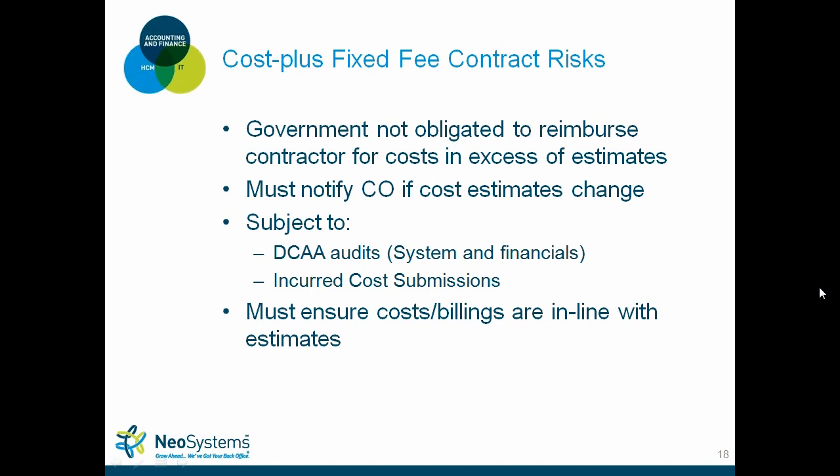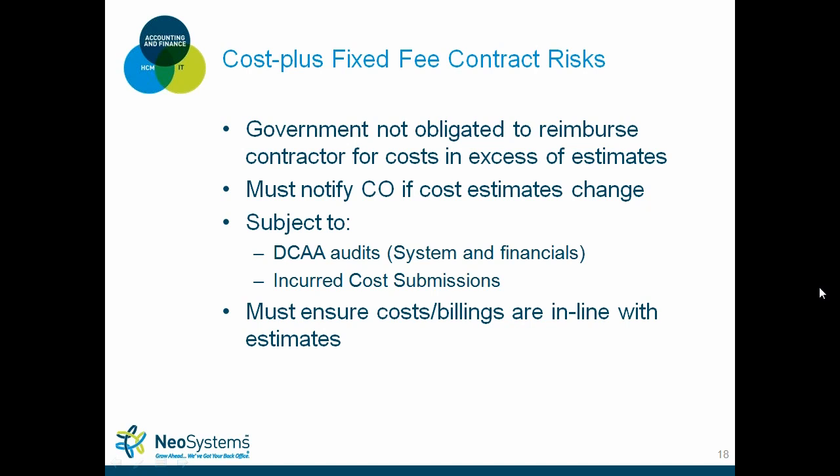You're subject to DCAA audits, system audits, and financial audits. And you are subject to submitting what's called an incurred cost submission. An incurred cost submission is basically a book that DCAA uses of your financials. It has all costs associated with it, and they use that as their guideline when they come in and audit your financials. They want to make sure that your costs are in line, that costs are being allocated correctly, and that the labor and invoicing you are performing for the government are done correctly. It's essentially almost like a CPA audit.